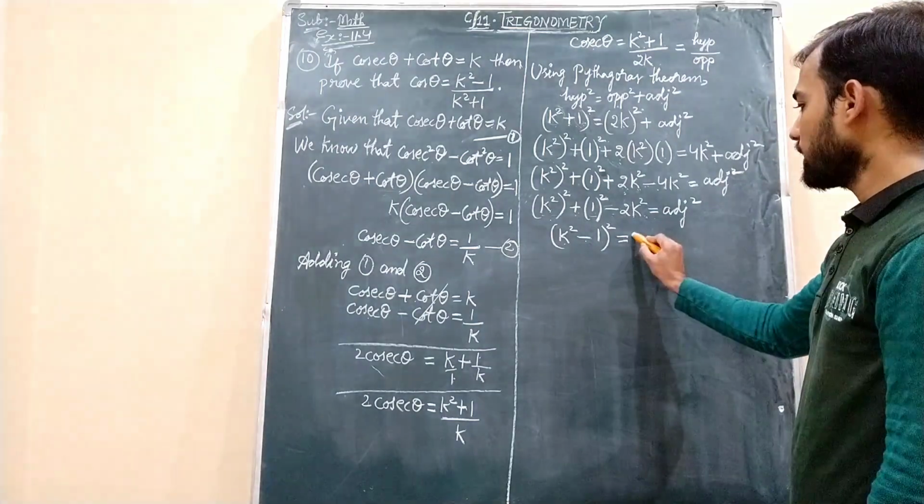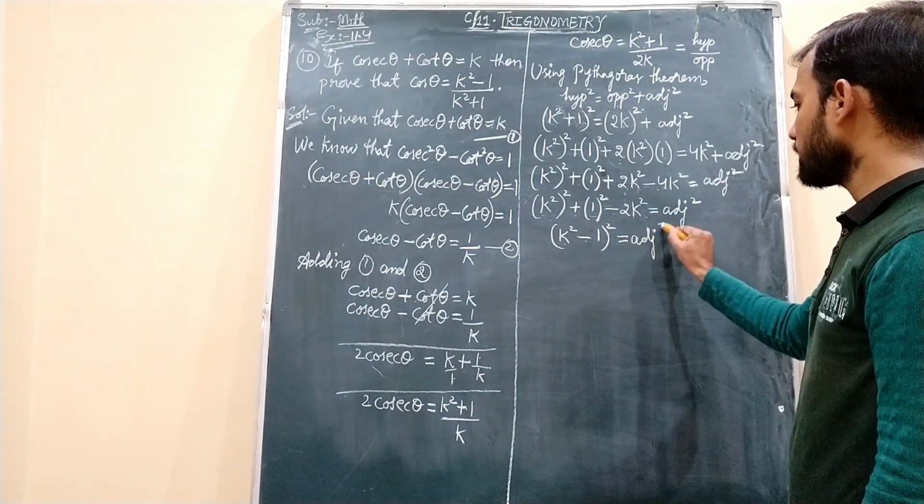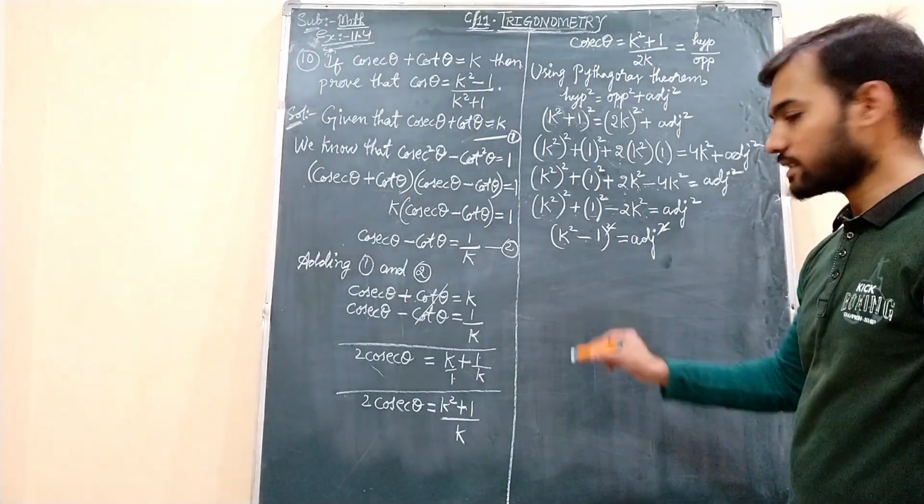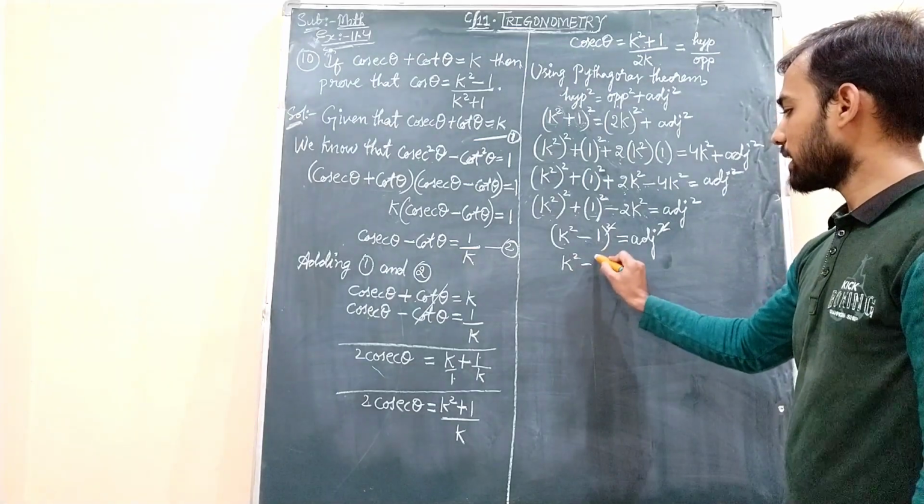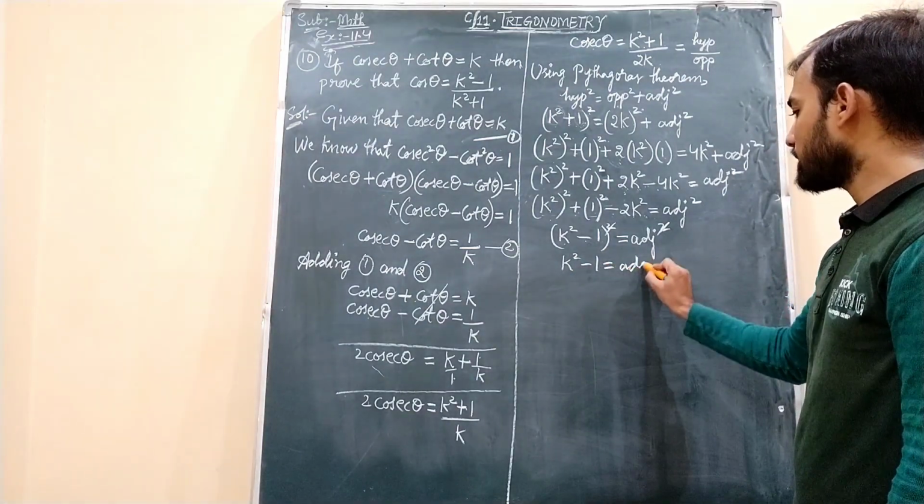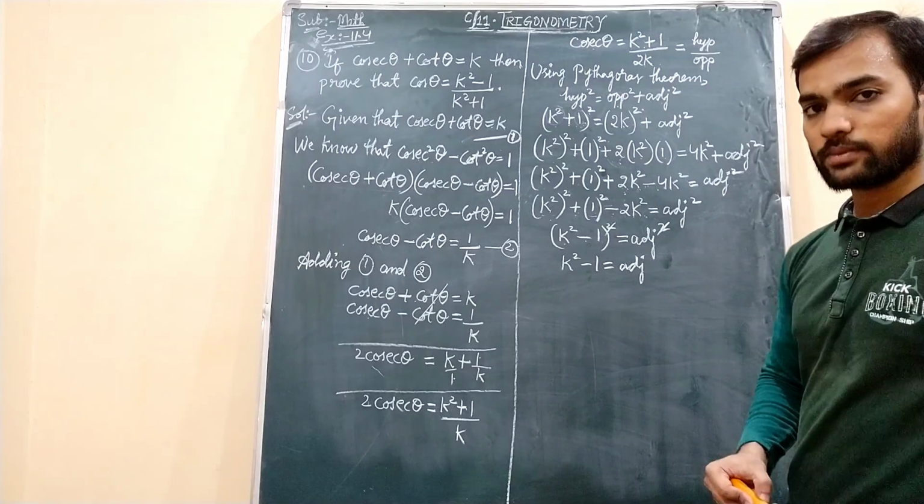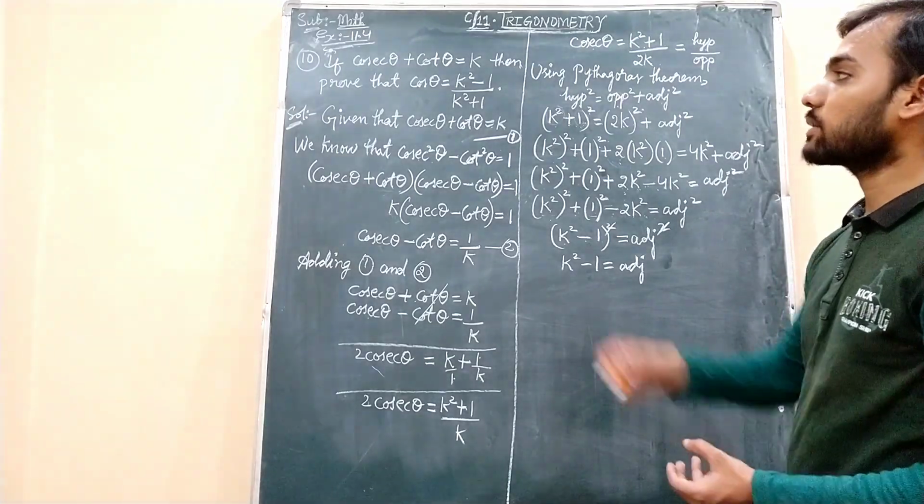Okay, right side adjacent square as it is. This square gets cancelled. So we got k square minus 1 equals adjacent. As we got adjacent, then we can go for our proving part.